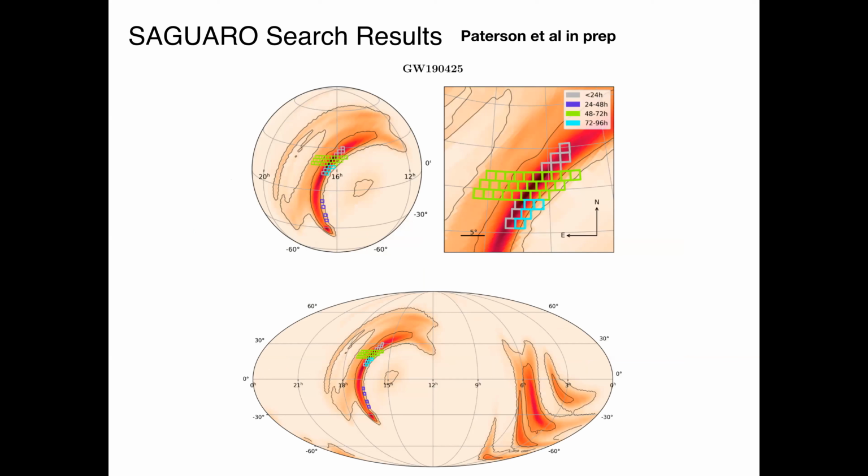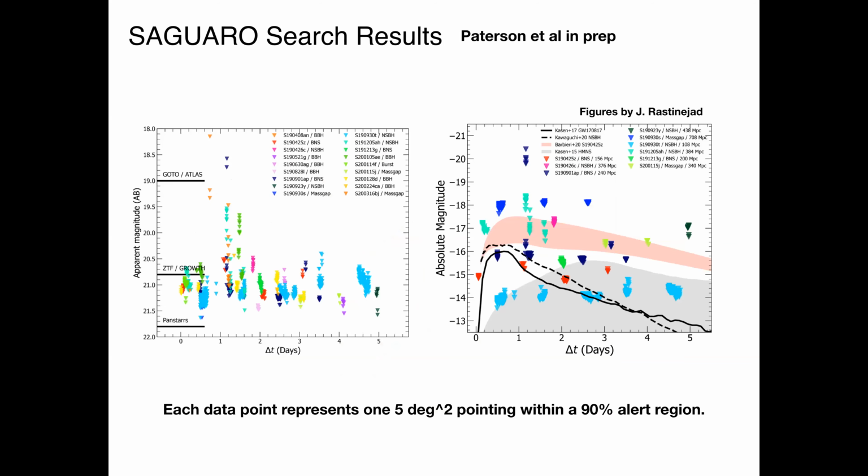Here is our follow-up over several days. This actually includes our serendipitous pointings of GW 190425. Okay. And here are a couple of nice summary plots of what we were able to do in O3.